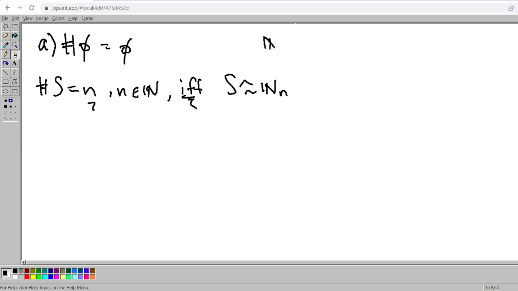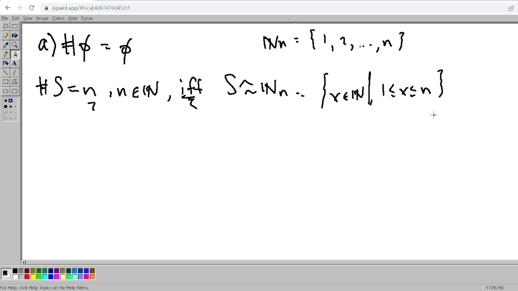This is the natural number set going from 1 to n. Basically all natural numbers up to n, which is defined further in this set: x is in the natural numbers such that x is between 1 and n, which is again equal to that.